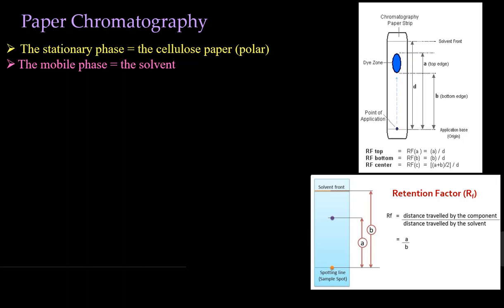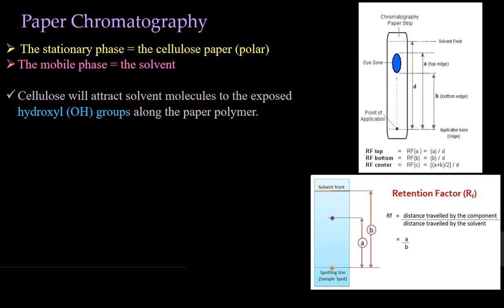The stationary phase is cellulose paper, and cellulose paper is polar. If you remember from biology, cellulose is a type of carbohydrate, and carbohydrates have lots of these hydroxyl groups on them. So that means they're capable of hydrogen bonding.